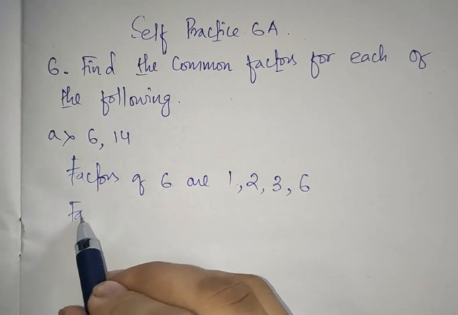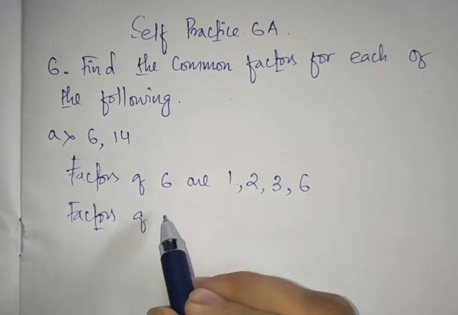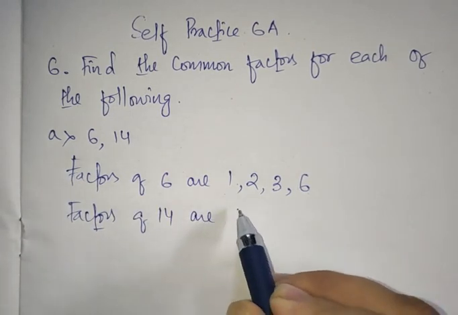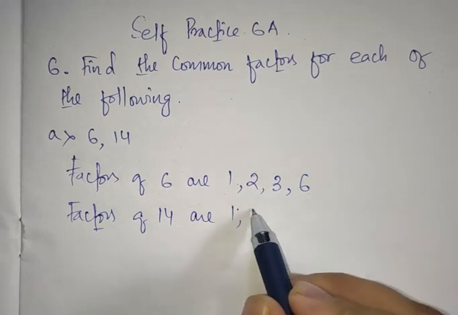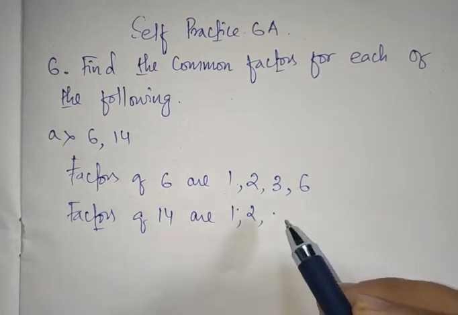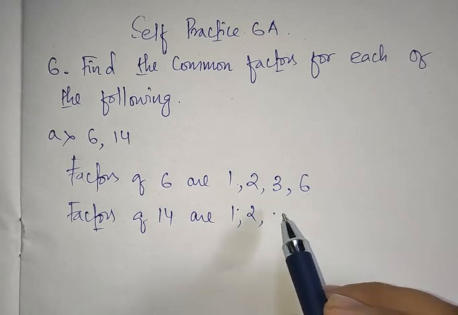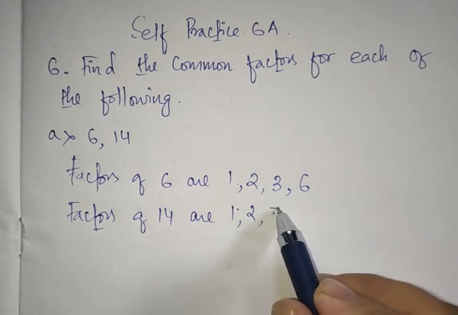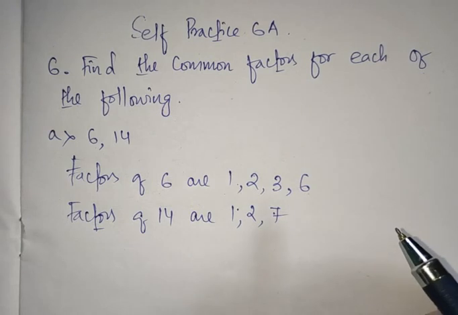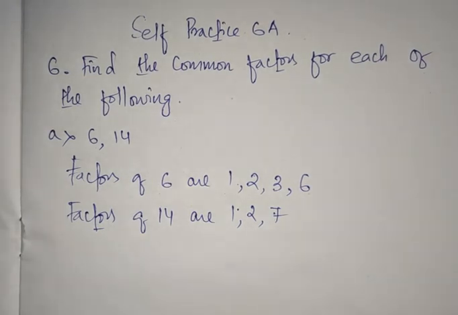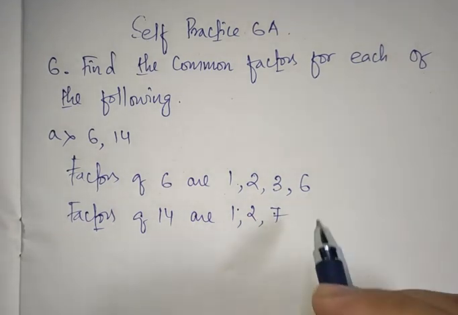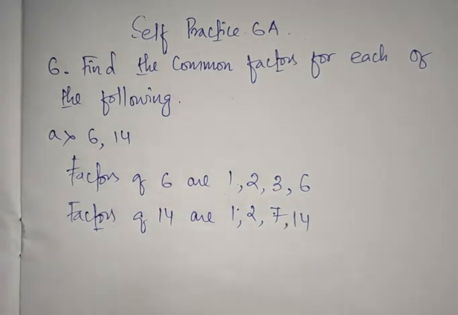Now moving on to the factors of 14, starting with 1 into 14, then 2 7s are 14. 3 cannot divide 14, so 3 is not a factor, and 4 is also not a factor. Directly comes 7, which is a factor of 14. Now 14 is also a factor of itself. So these are the 4 factors.